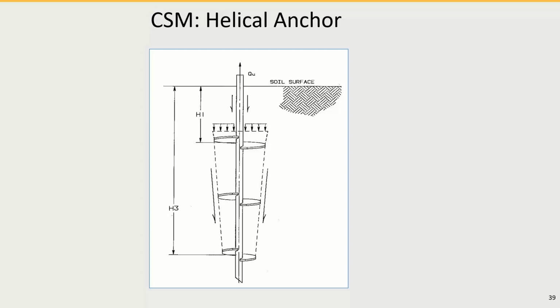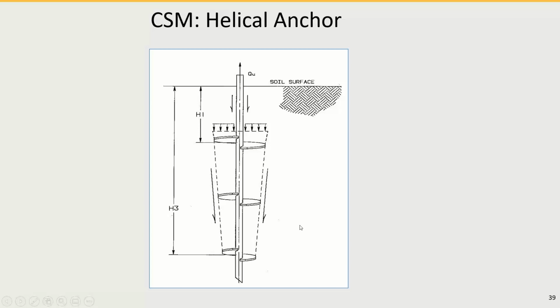As a matter of fact, the ideal spacing is when the individual bearing plate method is equal to the cylindrical shear method. Because you don't want to space these helical plates far away; you're going to waste a lot of shaft length. And you don't want them so close to each other either; you're going to waste a lot of helices. So the ideal is when the cylindrical shear method is equal to the individual bearing plate method. They give you the same results.